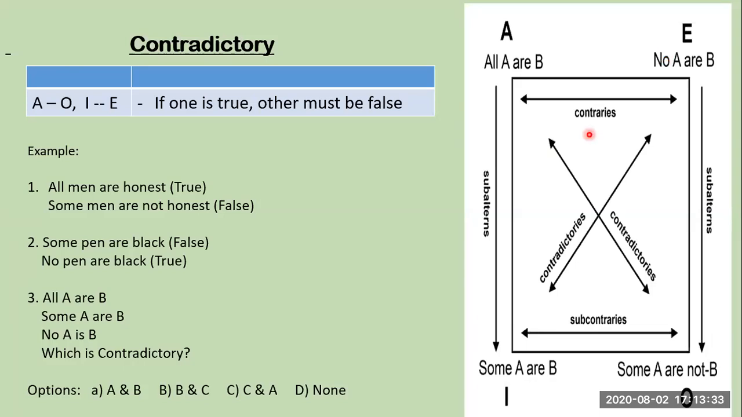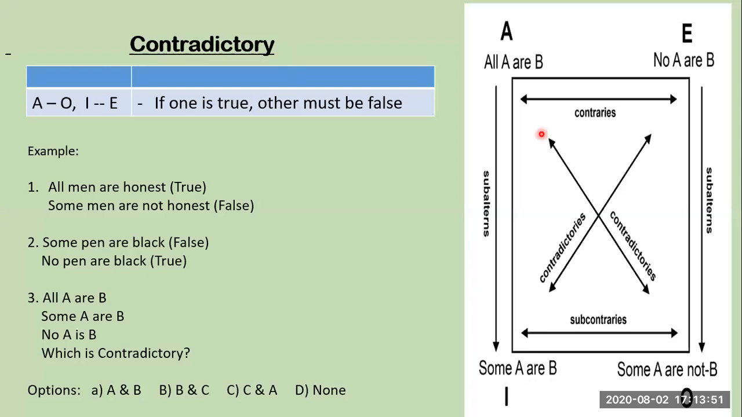And the third one, I and O, the downside, is called subcontraries. And A and I, and E and O, are called subalternations. So now we are talking about contradictory. Contradictory means opposite to each other.